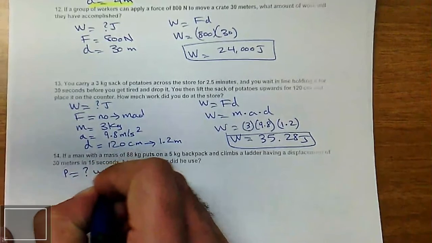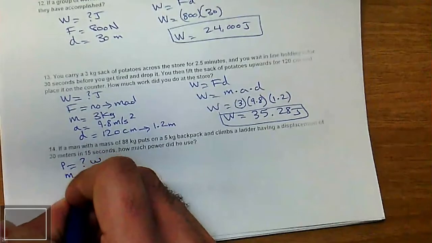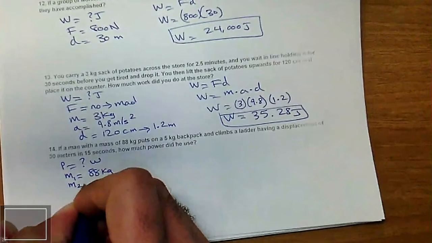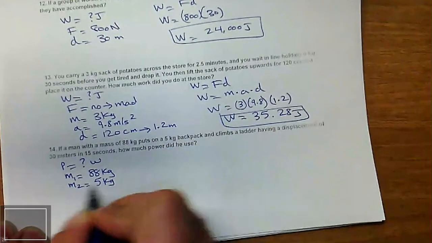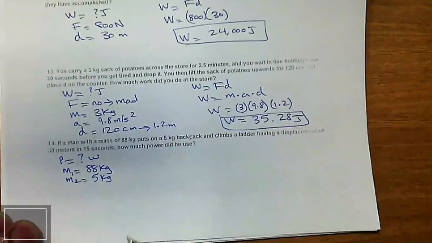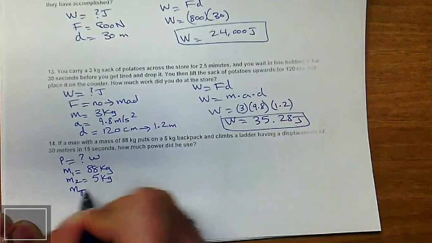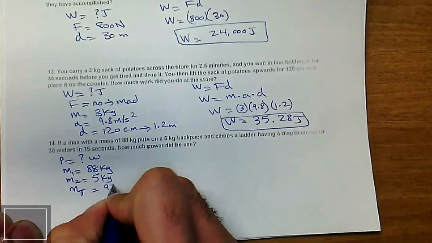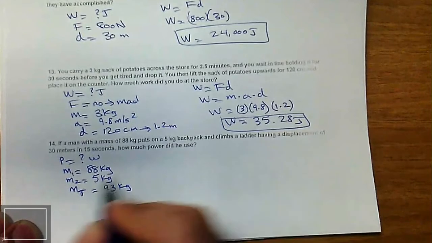So P is equal to question mark in watts, and we've got a couple of different masses. Our M1 is 88 for the man. Our M2 is our backpack at 5 kg. So when the man puts on the backpack, now his mass is a combined amount of the two. So our M total, or MT, is the sum of these two. So it's actually 93 kilograms, and that's the mass that we're going to use.